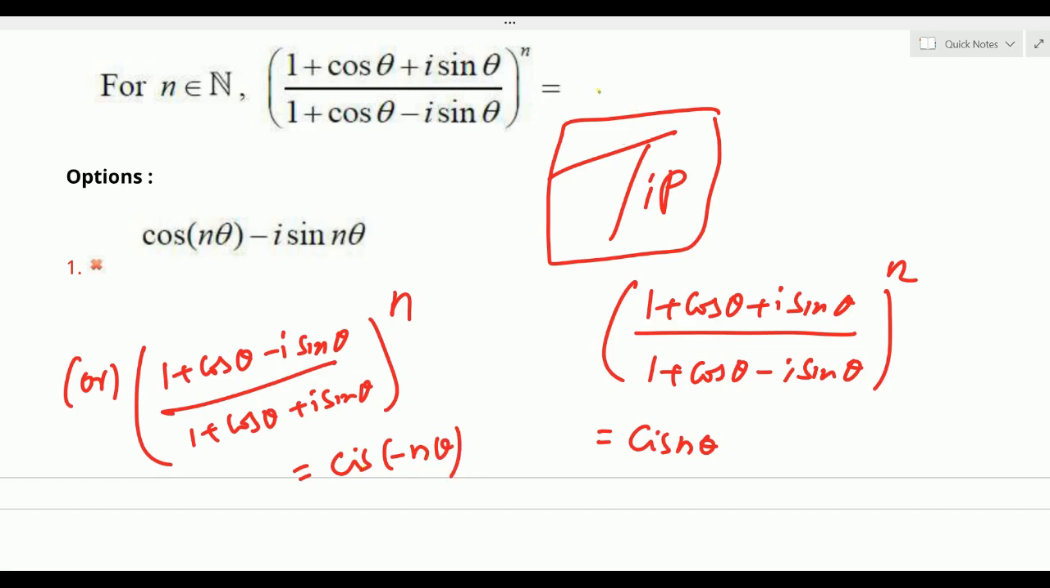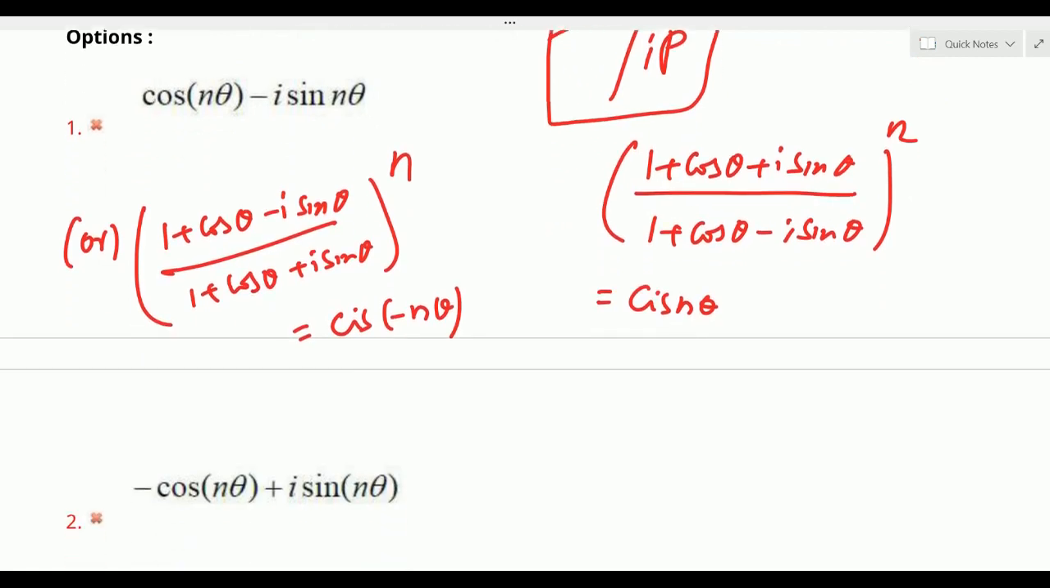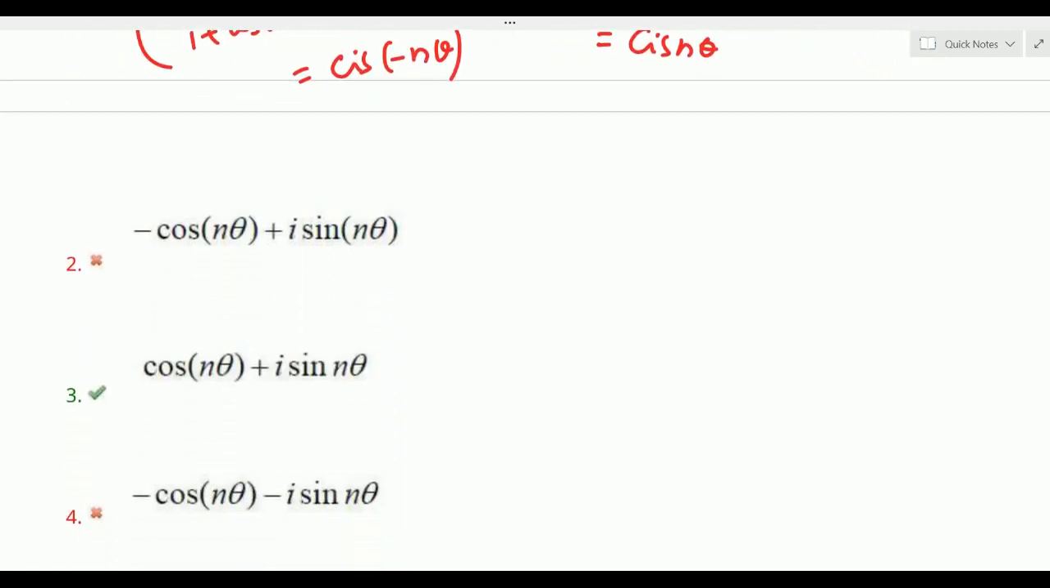So according to this tip, what is this answer? Cis n theta. Cis n theta we can expand as cos n theta plus i sin n theta. Okay, now cos n theta plus i sin n theta is there in which option? You can check it. It's not there in the first option. The first option is cis minus n theta only. It's not the second option. Yes, it is clearly there in the third option. Is it clear? These three questions are in this shift, right? Now look forward to the next one. Clear?